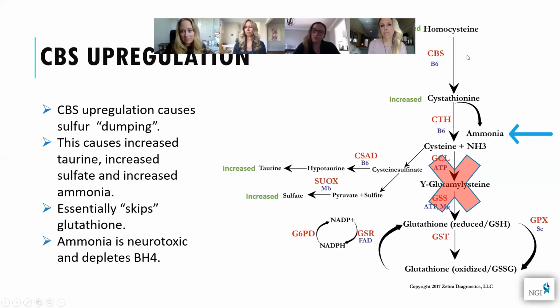And so unfortunately, if they do have CBS upregulation, they're not addressing their ammonia issue, they're not addressing their glutathione deficiency. So essentially it's increasing their risk for things like cancer or other detoxification issues, which is pretty amazing. So they get a slight benefit, and most people can kind of, I call it standing on your head.